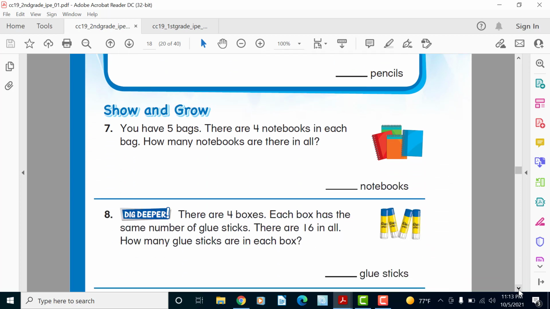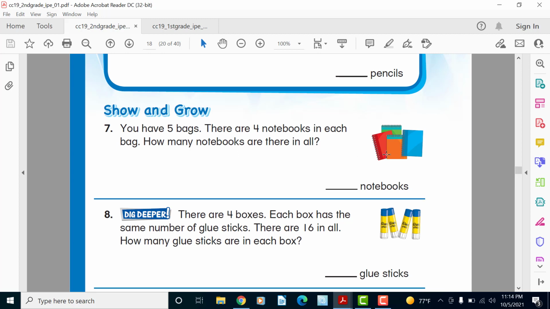All right. You have 5 bags. There are 4 notebooks in each bag. You must make pictures. Do you know what you're going to do if you don't make a picture? You're going to add 5 and 4, and you're going to tell me there are 9. And that's wrong. You got to do 1 bag, 2 bags, 3 bags, 4 bags. Maybe put another bag over here. 5 bags, wherever you're going to get 5 bags.